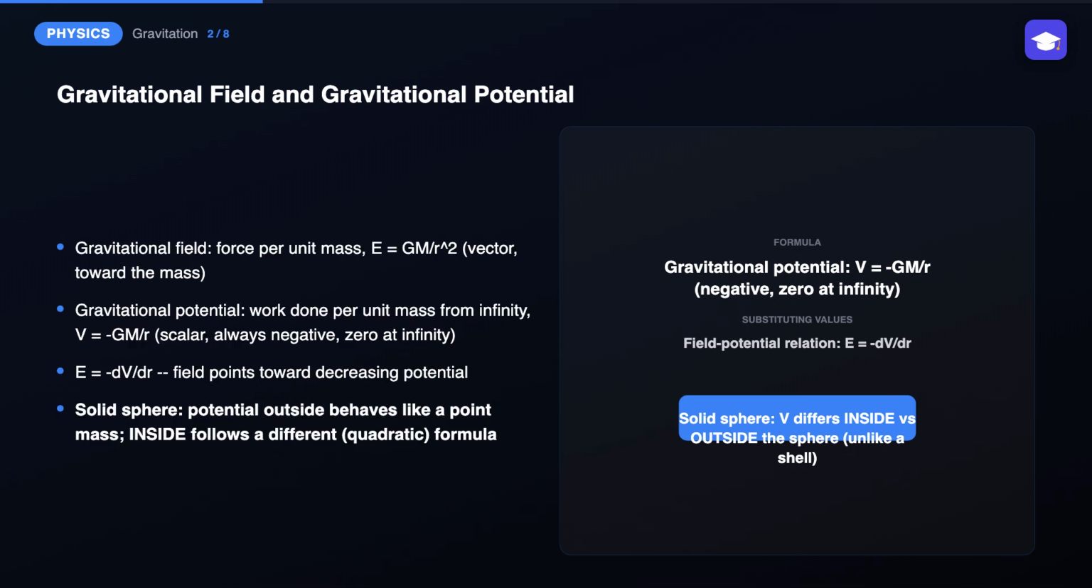For a uniform solid sphere, the potential at any external point again behaves exactly like a point mass at the center, but inside a uniform solid sphere the potential varies continuously and smoothly, following a different quadratic formula, distinct from the point mass formula that applies outside. This inside versus outside distinction for solid spheres, as opposed to hollow shells, is a classic source of JEE trick questions.